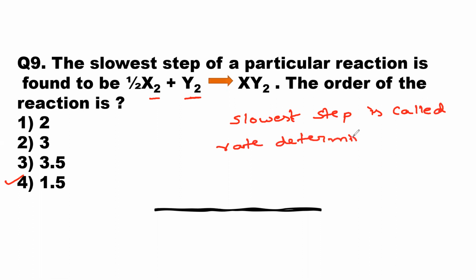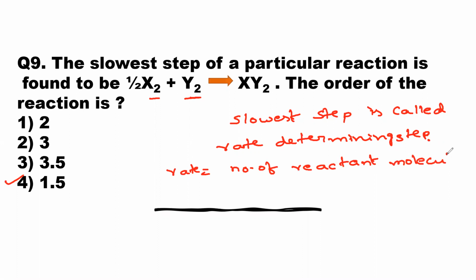Rate determining step, and the rate is equal to the number of reactant molecules. So in this case, the reactant molecule is one molecule here and half a molecule here. So 1 plus half, that is 1.5. So the answer is 1.5.